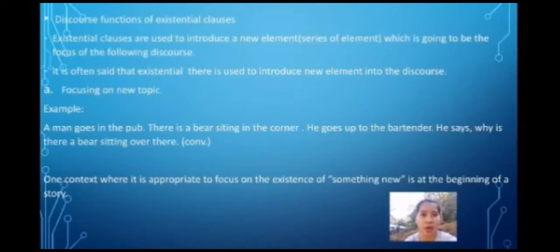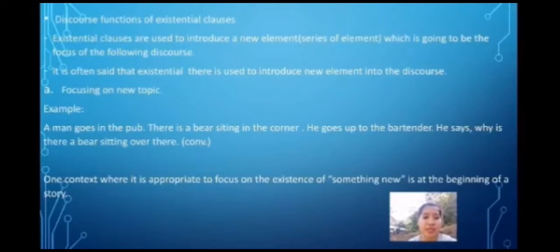It is also often said that existential there is used to introduce a new element into the discourse, such as in letter A, focusing on a new topic. Example: a man goes in the pub. There is a beer sitting in the corner. He goes up to the bartender. He says, why is there a beer sitting over there?